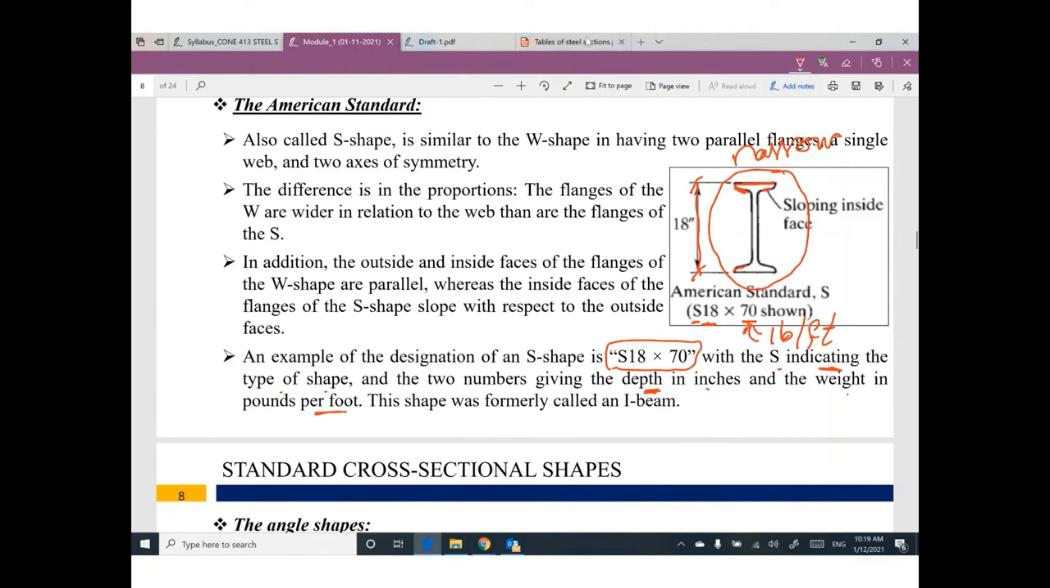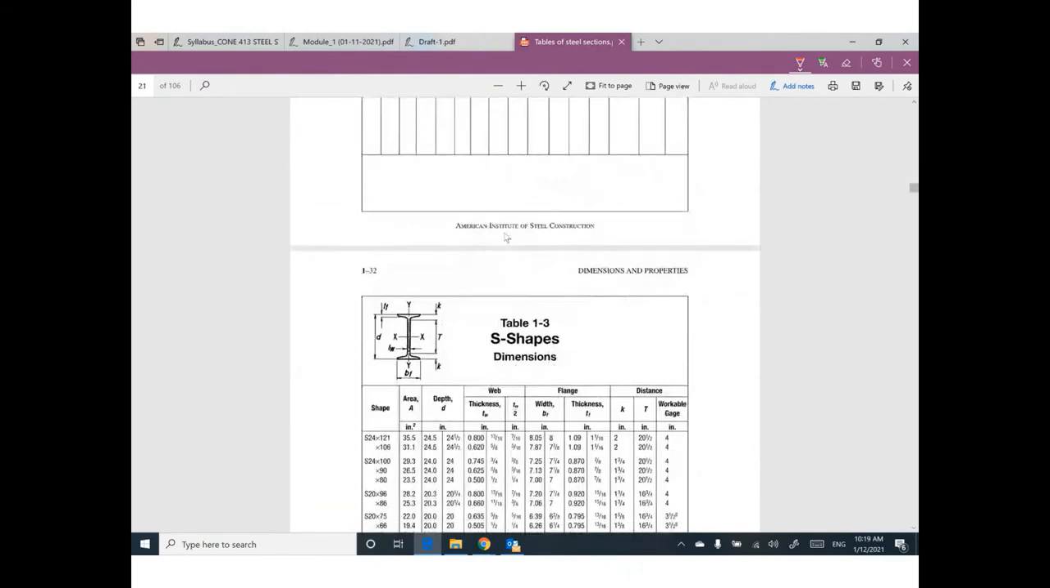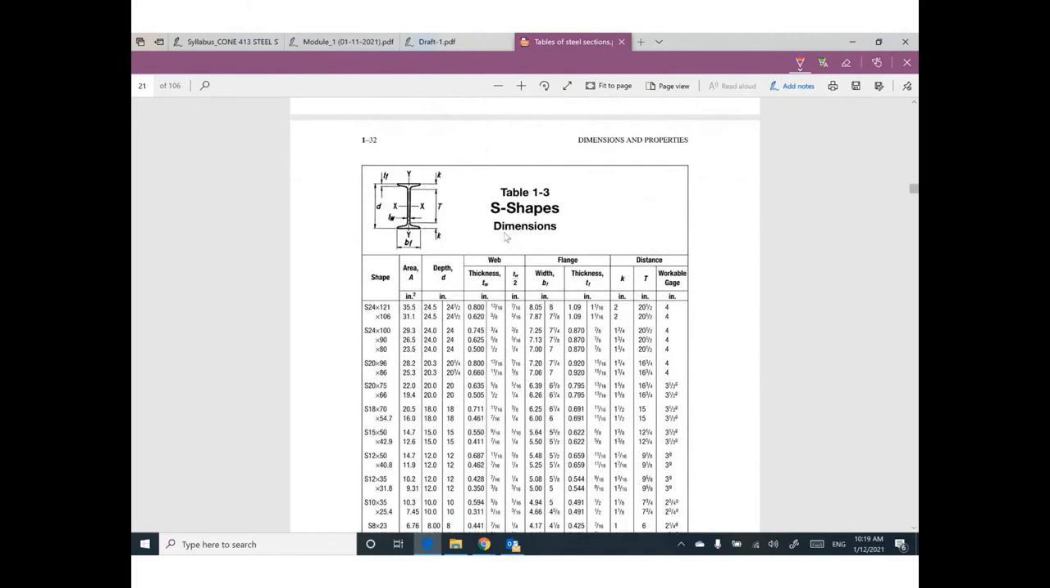If you go back to my file and go down more, here you go. We have S-shape section properties. For example, if you are looking for S24 times 100, what is the cross-section area? What is the total depth? What is the thickness of the web? What is the width of the flange? What is the thickness of the flange? All of these section properties will be needed during our semester.